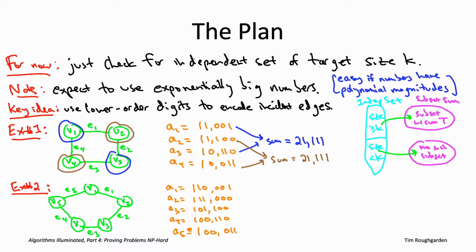And what's annoying is that the different size 2 independent sets now actually map to pairs of integers with different sums. So for example, look at the independent set V1 and V3. If you add together 110,001 and 101,100, what do you get? You get 211,101. Now let's try it again with the vertices V2 and V4.